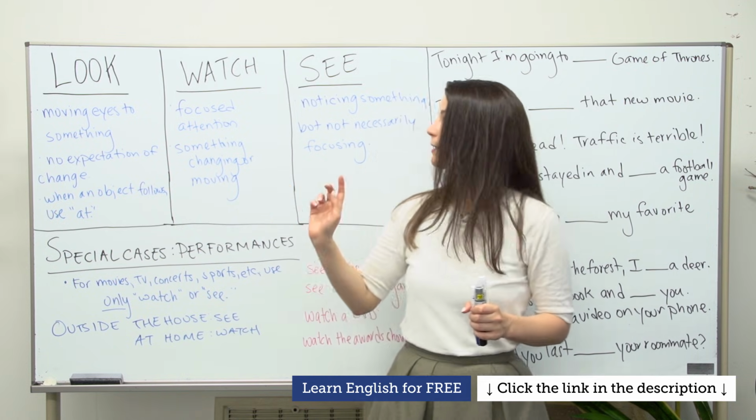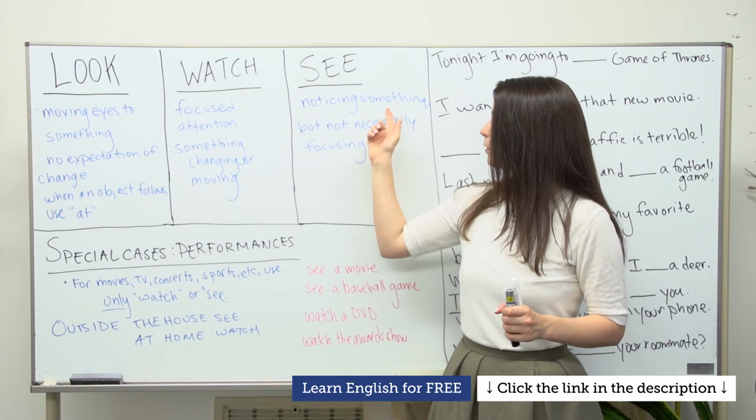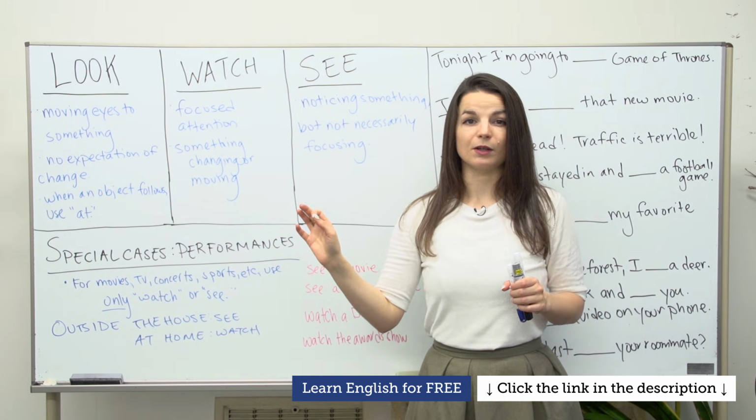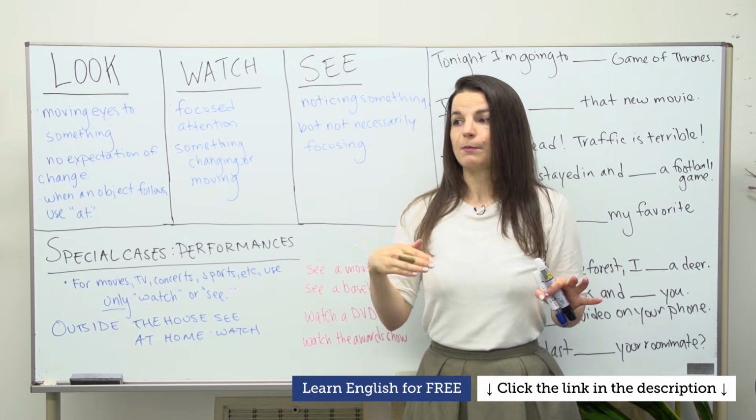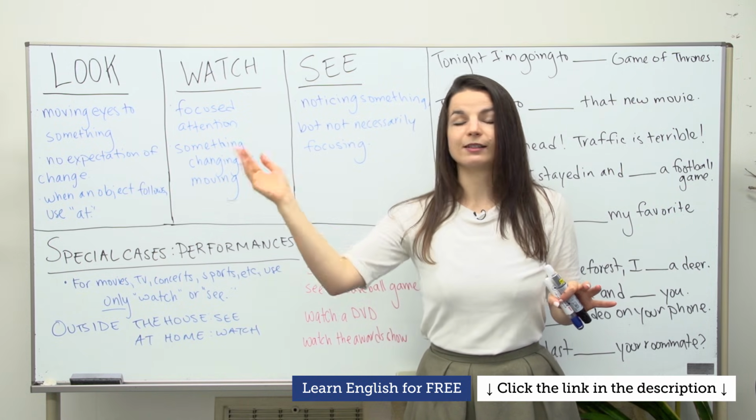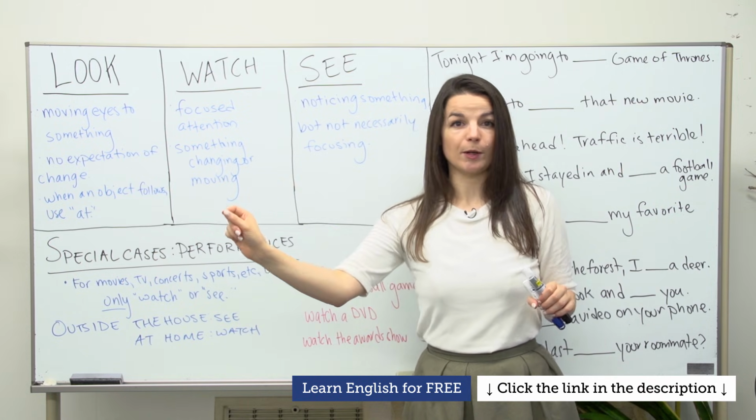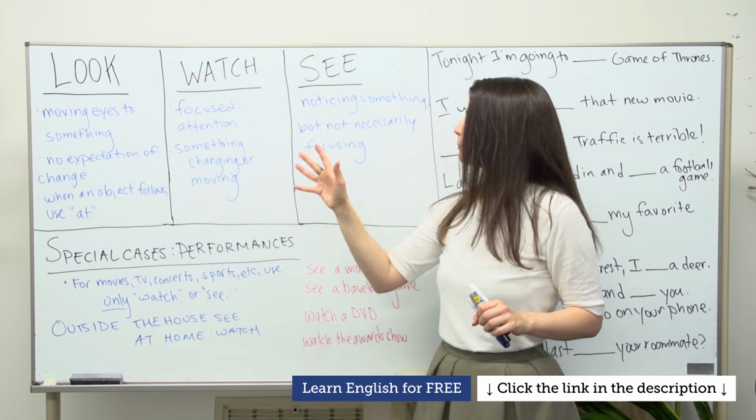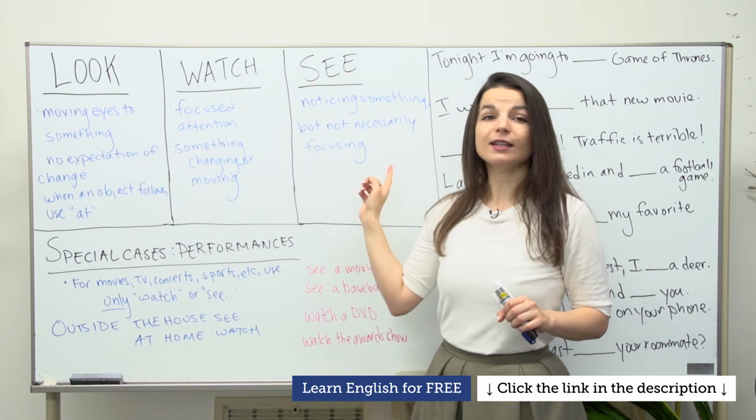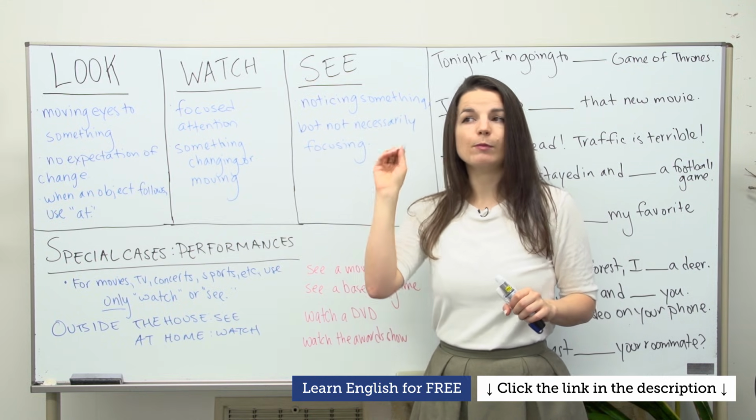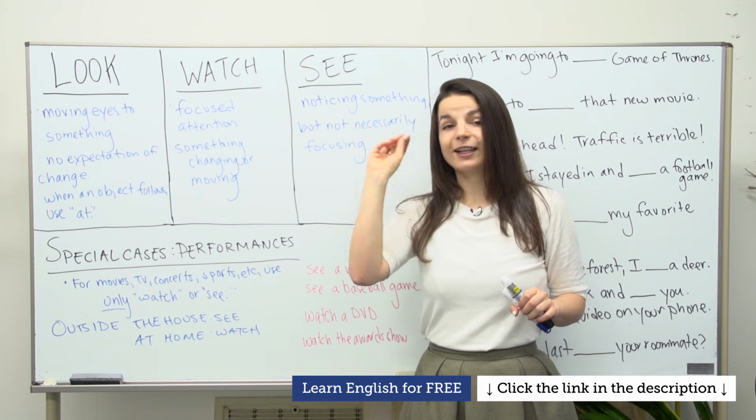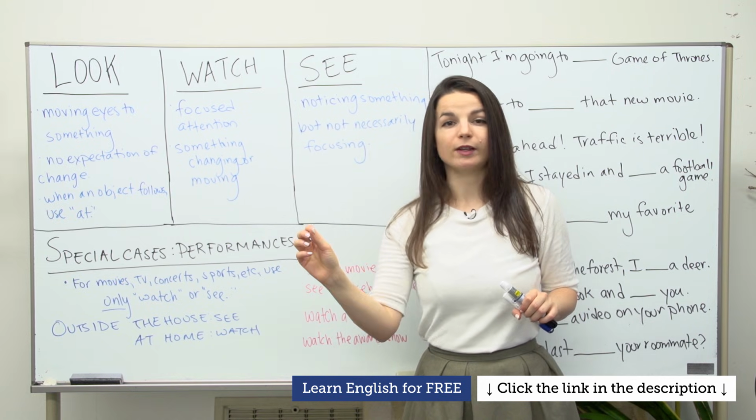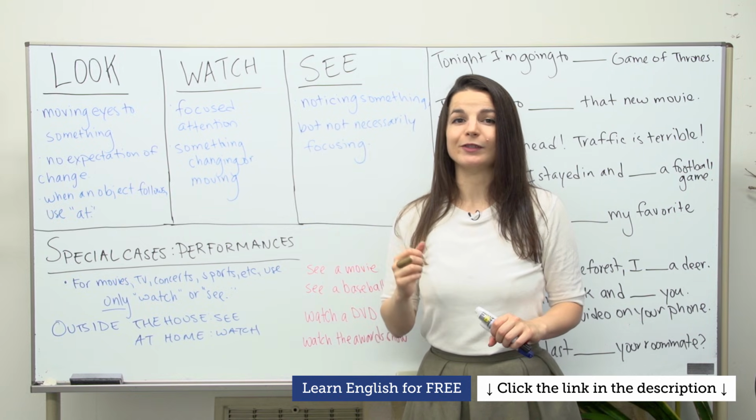Then finally, see. The verb see is used when we just notice something. We happen to notice something. Maybe a person has come into the room and we see that person. We notice something, but we're not necessarily focusing. So maybe we see it, our eyes catch it, but we don't focus on that thing. That is when we use see.